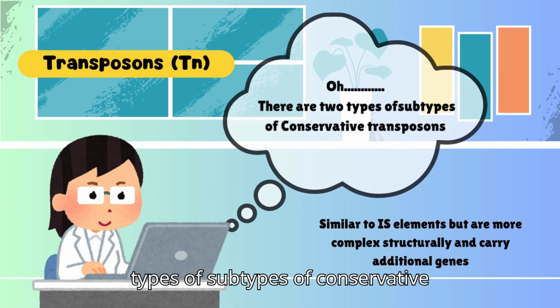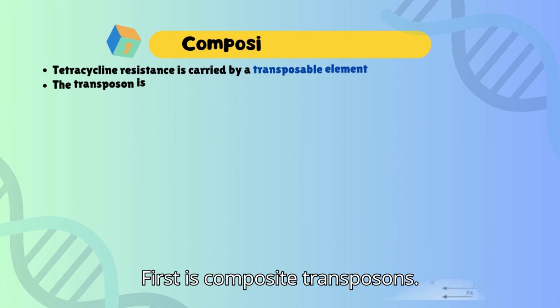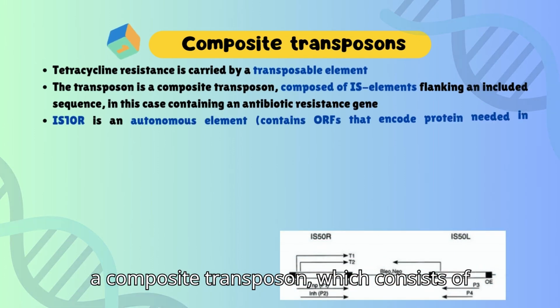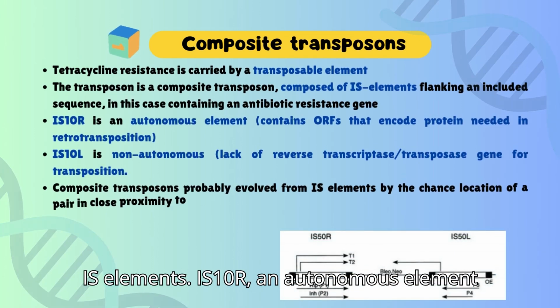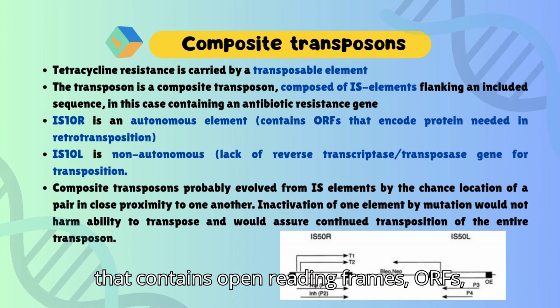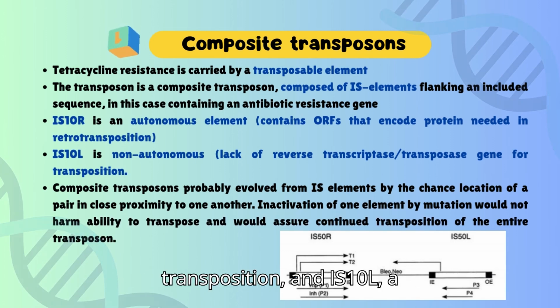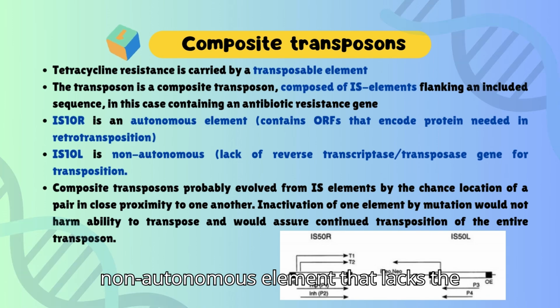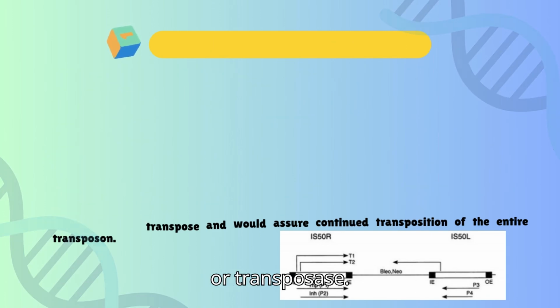There are two subtypes of conservative transposons. First is composite transposons. Tetracycline resistance can be carried by a composite transposon, which consists of IS elements: IS10R, an autonomous element that contains open reading frames, ORFs, encoding the necessary proteins for transposition, and IS10L, a non-autonomous element that lacks the genes required for reverse transcriptase or transposase.